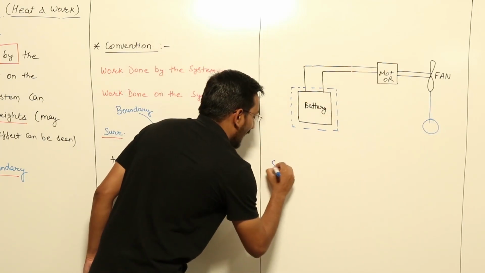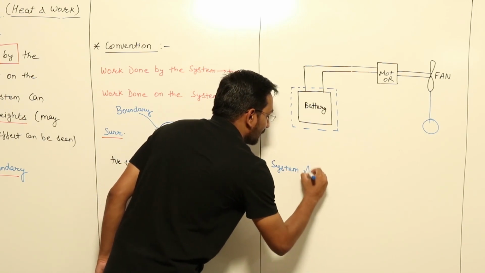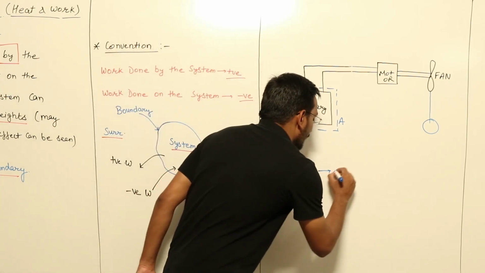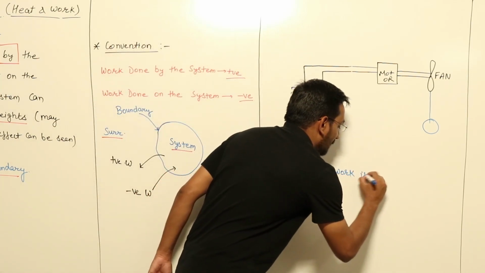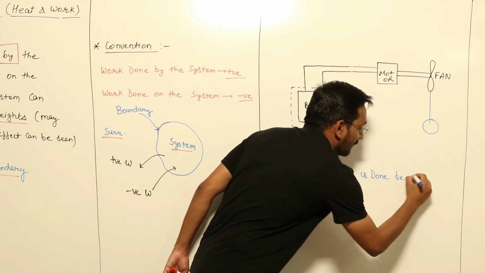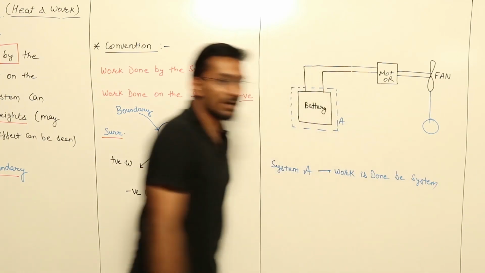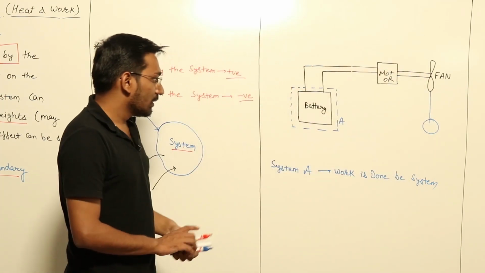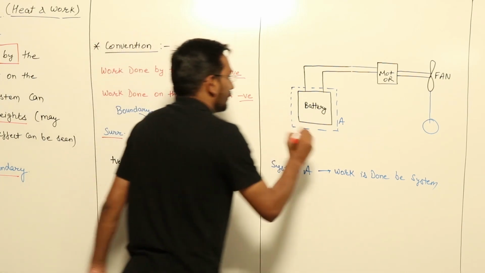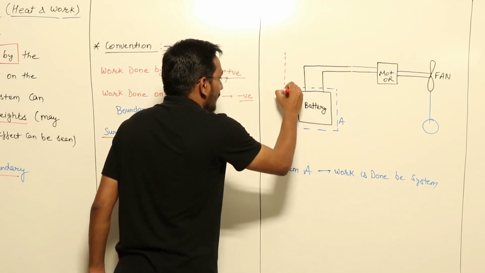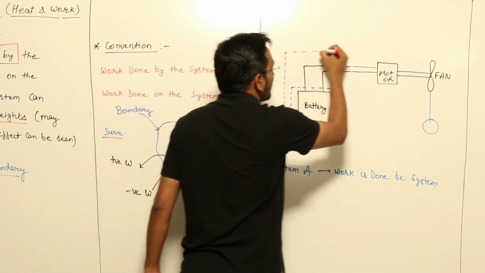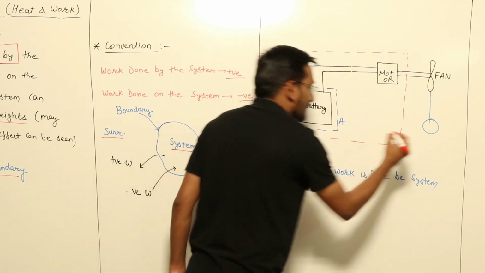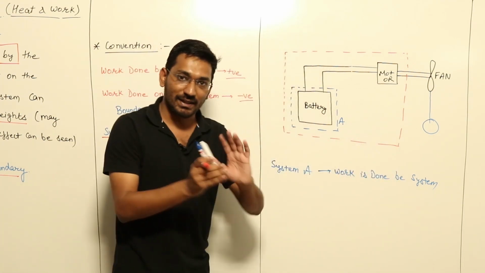Suppose this is our system A. So work is done by the system because the weight can be lowered or raised. Now if you say, no sir, we are taking this battery and this motor as a system, it is up to you. You can define the system anywhere; you can choose any system.